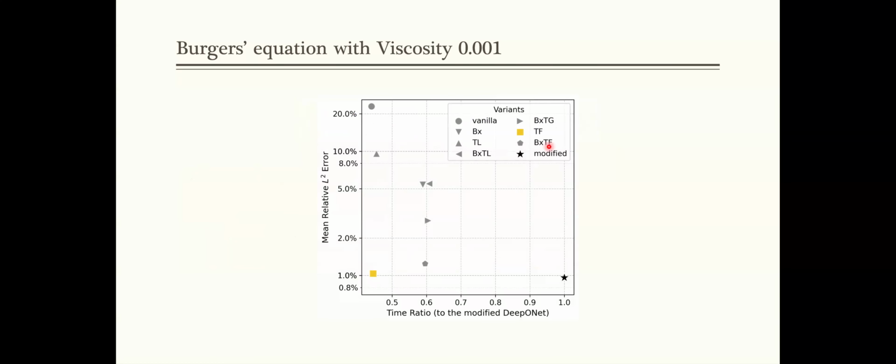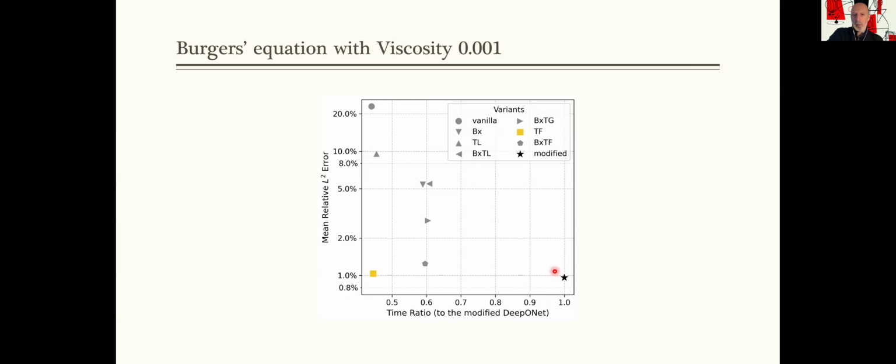We have trained the vanilla DeepONet, the modified DeepONet, and all variants to solve Burgers equation with viscosity 10 to the minus 3. This picture shows the relative L2 error versus the training time. Here we have different markers for different variants, and the x-axis is the average per iteration training time ratio relative to the modified DeepONet, and the y-axis is the mean L2 relative error on the test dataset.